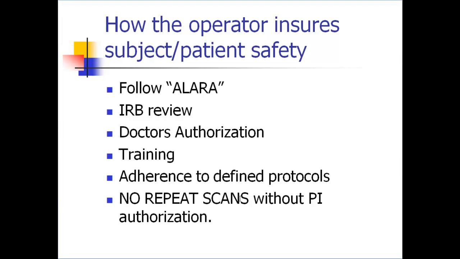So the primary investigator has to be informed of the fact that an extra scan was done, because they may have to report that back to the IRB. When it says no repeat scans without PI authorization, more to the point, if you have to repeat a scan, you need to report it to the primary investigator.